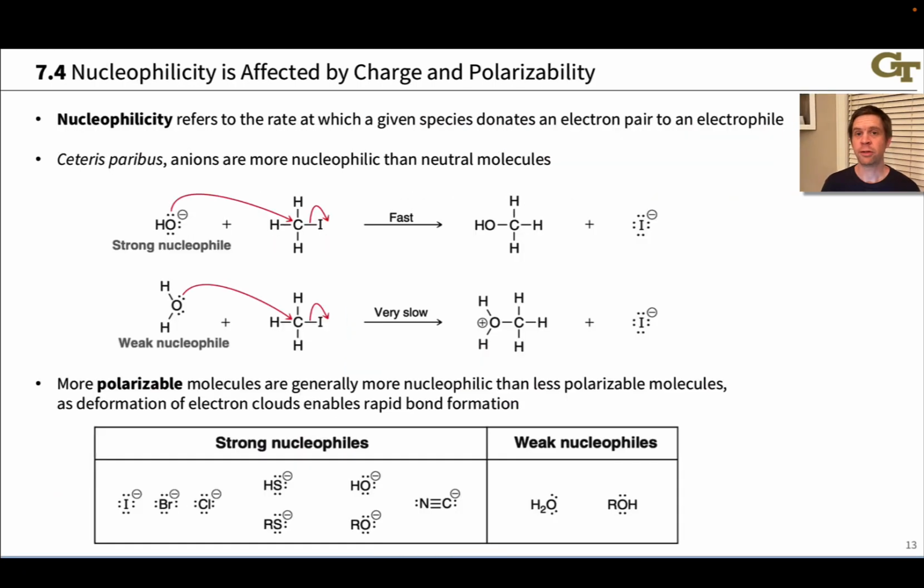The structure of the nucleophile also has an effect on the rate of SN2 reactions. And we can correlate the rate of an SN2 reaction with what's called the nucleophilicity of the nucleophile. This is the rate at which a given species donates an electron pair to an electrophile in some standard reaction. So we don't need to worry so much about the details. The main conceptual point here is that nucleophilicity is about rate.